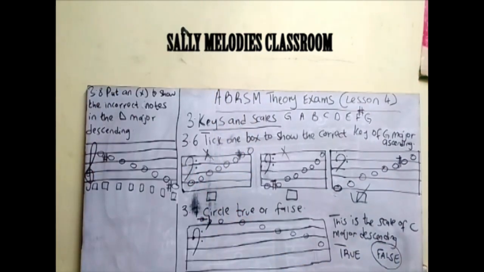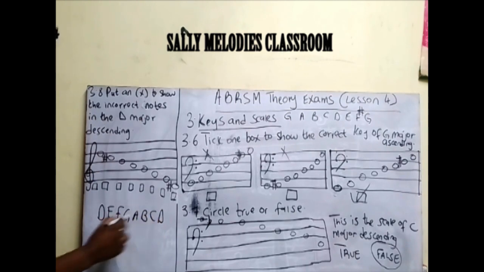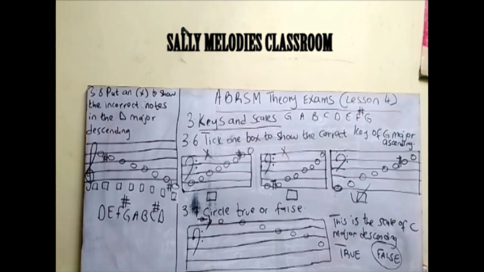Question number 3.8 is telling you to put an X so that you can show the incorrect notes in the D major descending. Remember, D major has 2 sharps. D, E, F, G, A, B, C, D. It has 2 sharps on F and C. You put an X where the accidental has been placed wrongly, and you also put an X where the accidental is missing. This is D, this is C. It is okay because C has been raised.